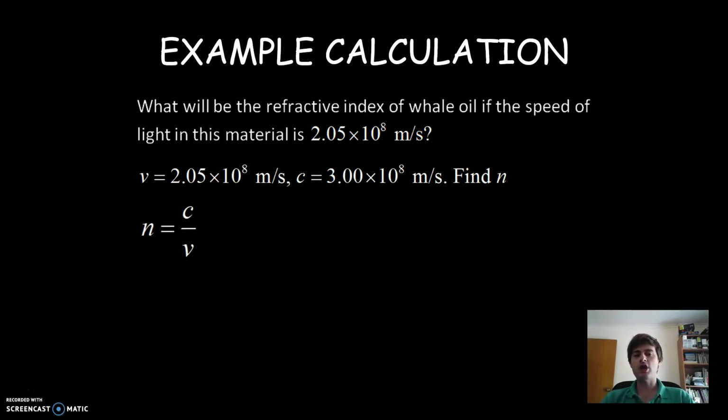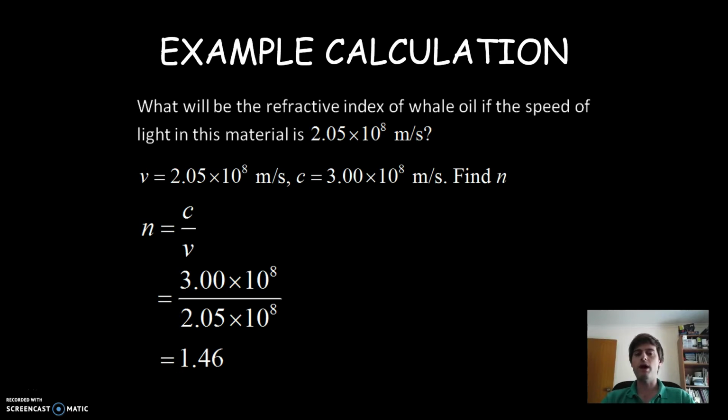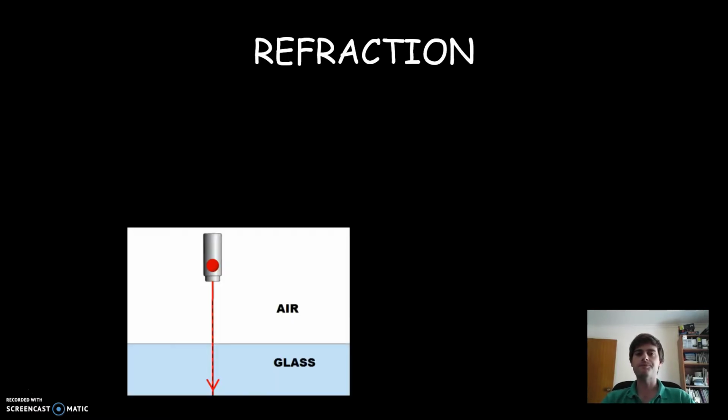From there, chuck in the formula, n equals c divided by v. Insert the values for c and v, and then solve. So we can see that for whale oil, the refractive index, n, equals 1.46. Okay, pretty straightforward calculation. And you could take that formula, n equals c divided by v, and rearrange it to make v the subject if you knew the refractive index and you wanted to find the speed of light instead. Pretty simple, we won't look at that particular example.